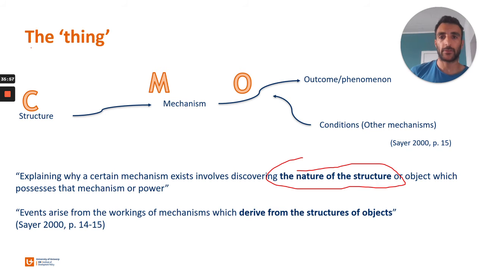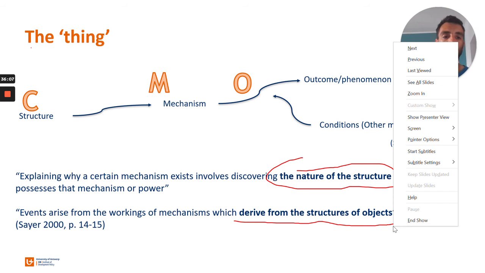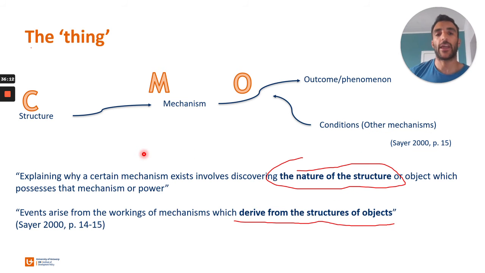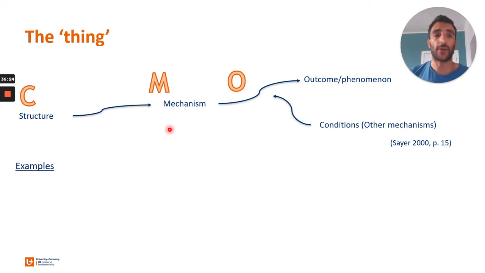Events arise from workings of mechanisms which derive from the structures of objects. So again, we have here the reference to causal structures that have mechanisms, that possess powers. And this is what Bhaskar refers to when he talks about powers and liabilities. So some examples of what those causal structures actually are, to get a better understanding of what we can expect of such a causal structure.